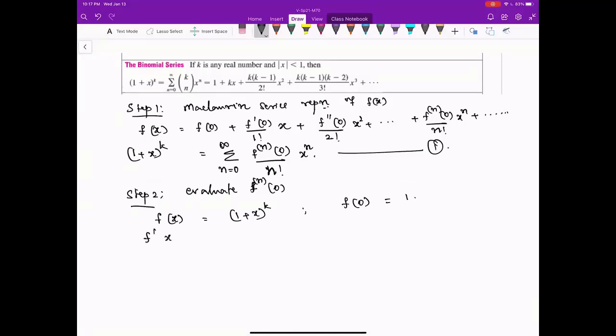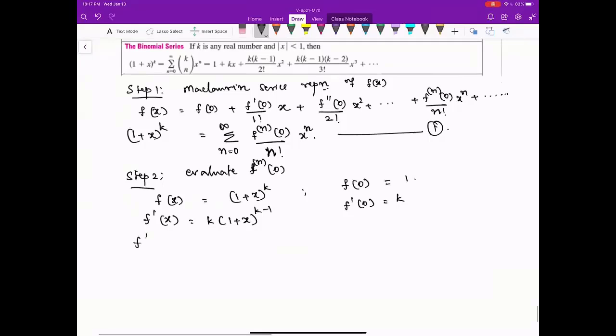Then the first derivative is k times 1 plus x to the power k minus 1. So the first derivative at 0 would be just k times 1, so it is k. Then the second derivative is k times k minus 1 times 1 plus x to the power k minus 2. So the second derivative at 0 is going to be k times k minus 1.